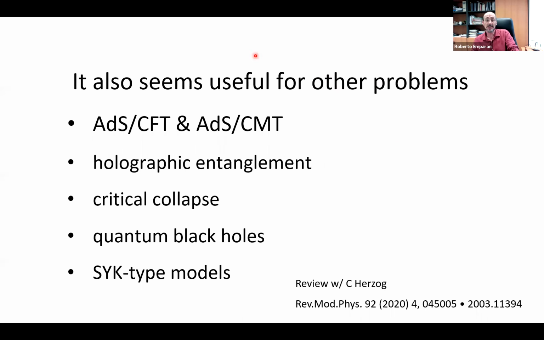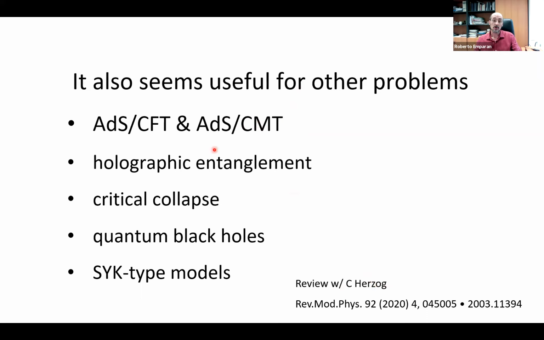People have already been applying this kind of formulation to other problems in AdS/CFT, and also to applications in AdS/CMT, the AdS duals of condensed matter systems. This is what my collaborator and co-writer, Chris Herzog, has done quite a bit of work on, applying large D to the holography of condensed matter systems.